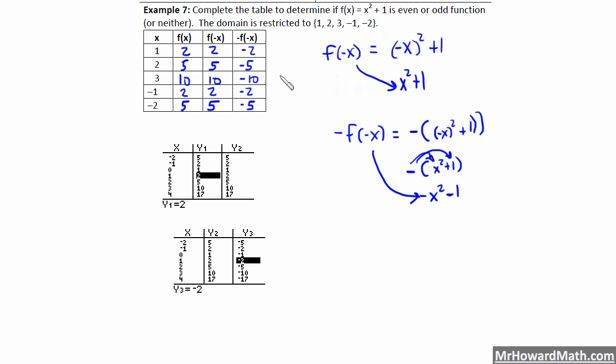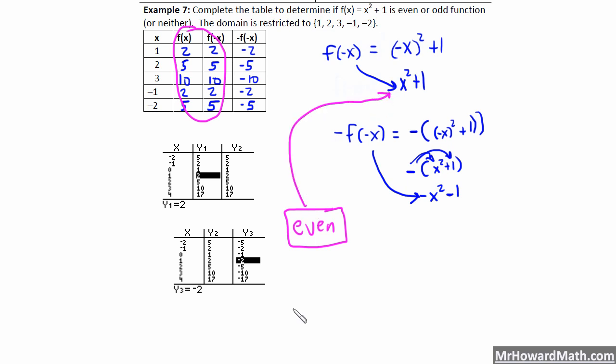Okay, so looking at the tables, we need to determine if it's even, odd, or neither. Okay, if it's even, then this column should match this column. If it's odd, this column should match this column. And we can see that these two columns match. Therefore, final answer is this is even. Okay, and we already found that algebraically right there, right?